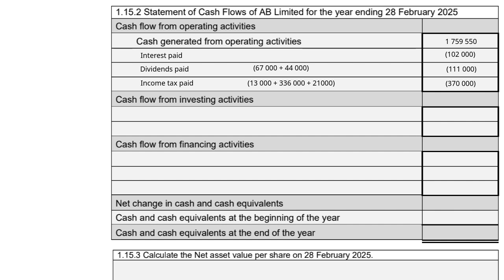So the cash flow from operating activities is then 1,176,550 Rand. If we take the cash generated from operations, minus the interest paid, minus the dividends paid, and minus the income tax paid, you get the cash flow from operating activities.